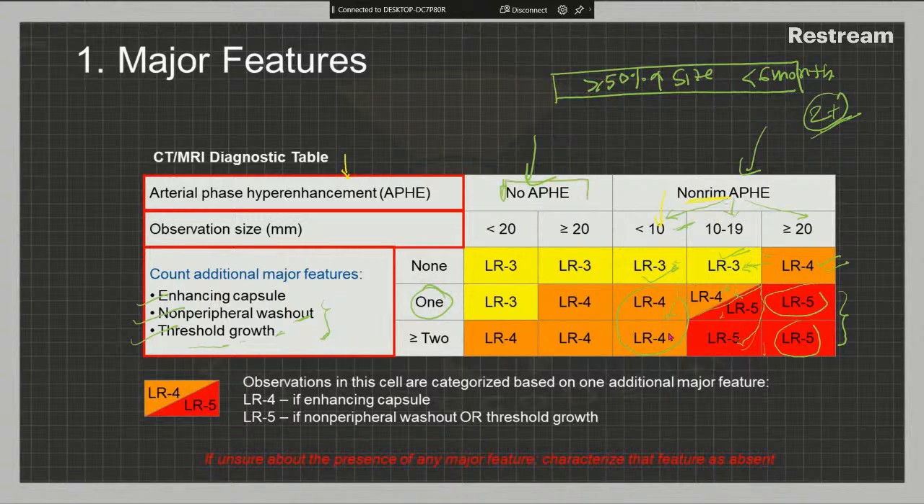Coming now to no APHE, meaning rim pattern enhancement may be seen. In that category, the first thing to remember is that there will be no LR-5. It will be either LR-3 or LR-4. Now, greater than 20 mm with no additional criteria, I will put LR-3. With any of the additional criteria, I will put LR-4. If the size is too small, then I need two additional criteria to call it LR-4. So less than 20 mm with two additional criteria, I will put LR-4. Either no additional or one additional criterion, this is LR-3.